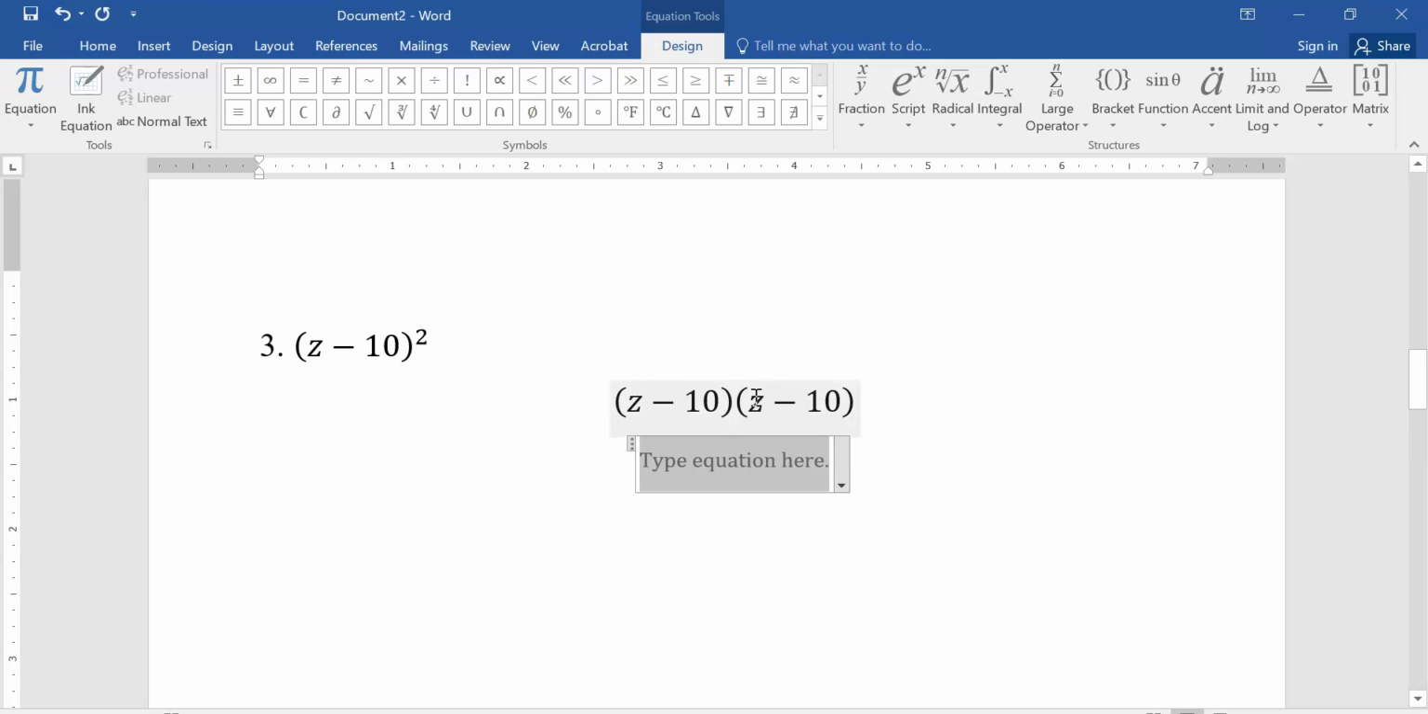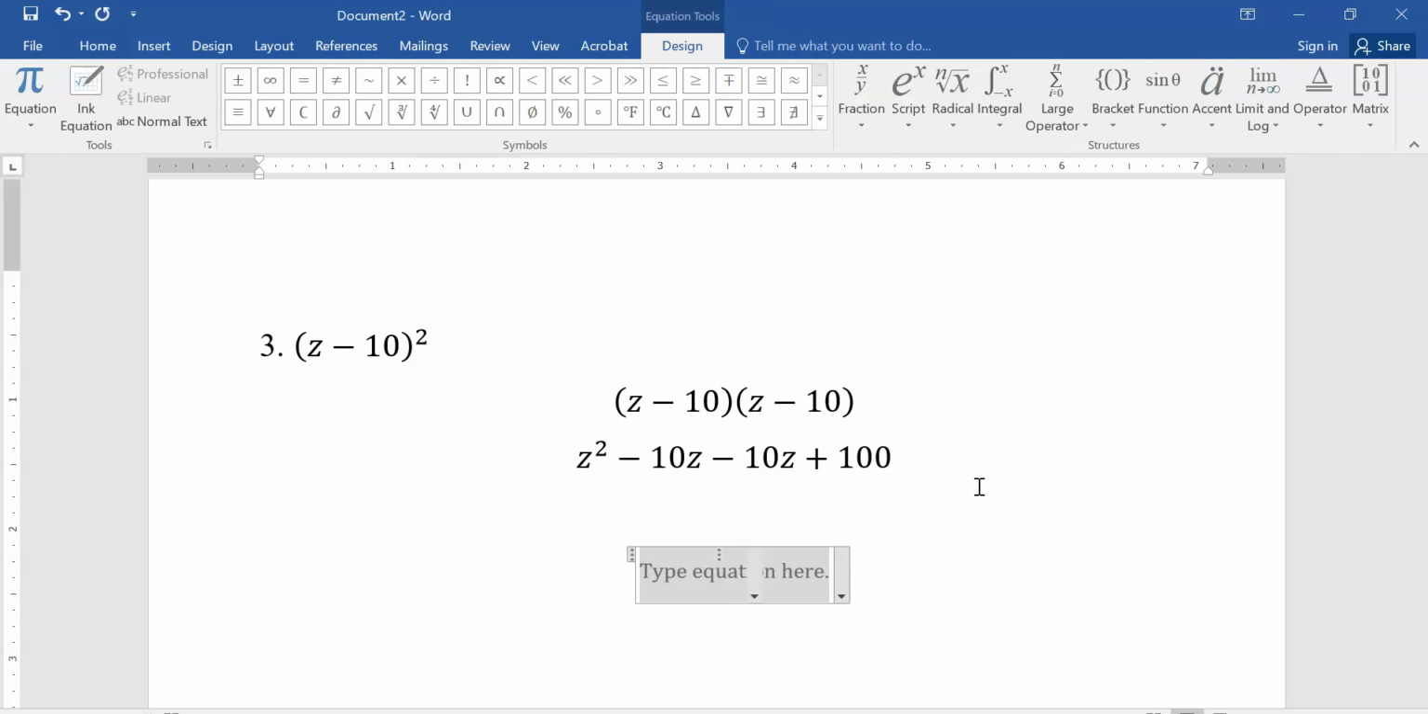Z times z is z squared. Z times minus 10 is minus 10z. Minus 10 times z is another copy of minus 10z. And then lastly, negative 10 times another negative 10 is a plus 100. So my final answer there is z squared minus 20z plus 100. Again, these middle terms are always going to be identical if you've done it right and if you're squaring a binomial.